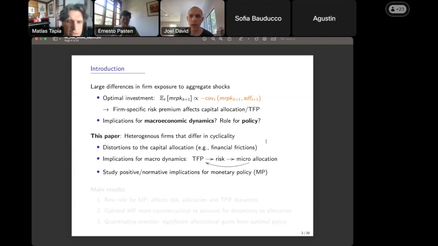We're then going to use this framework to study the positive implications for monetary policy. In other words, what are the effects of monetary policy in this type of heterogeneous firm environment, as well as the normative implications. In other words, what should monetary policy be doing?